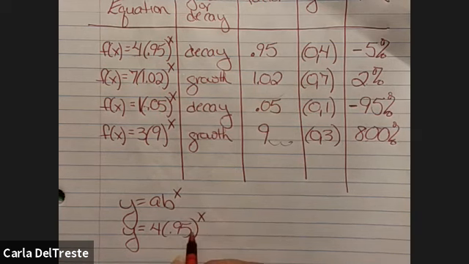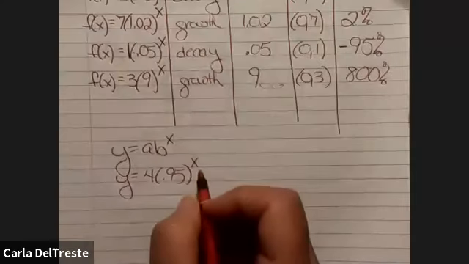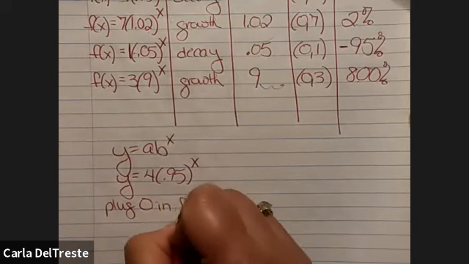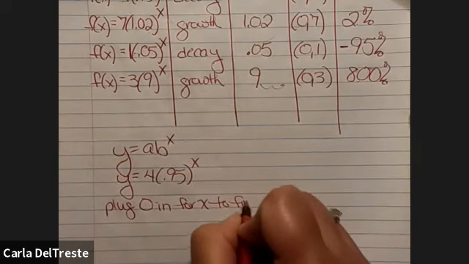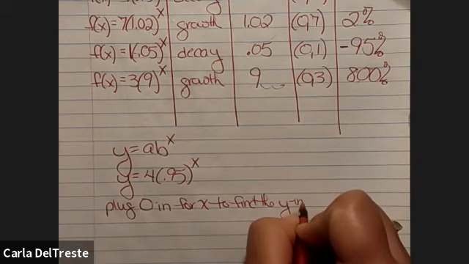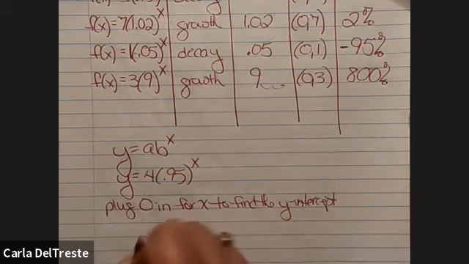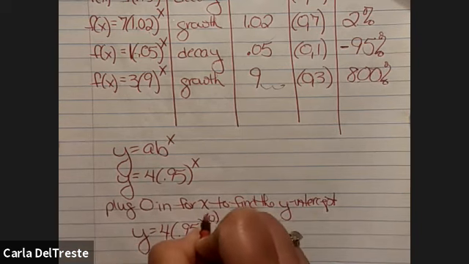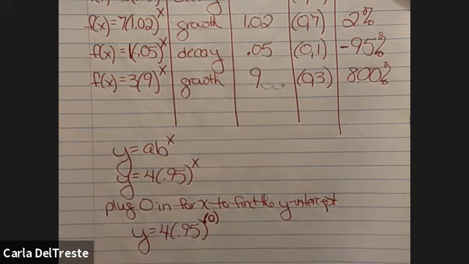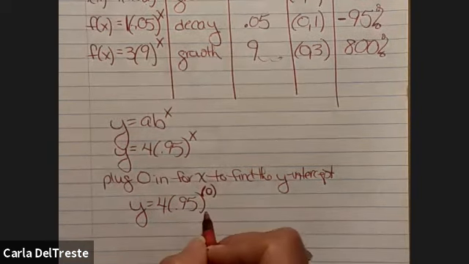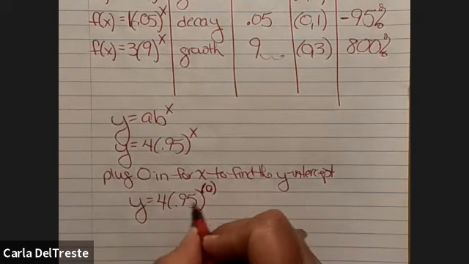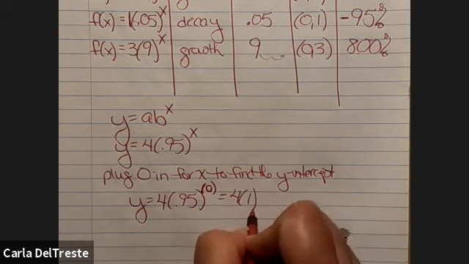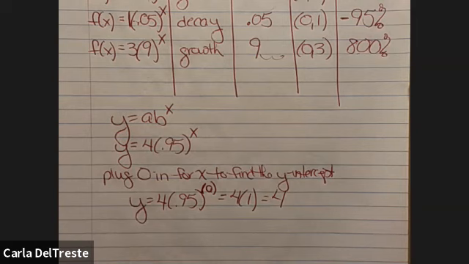If I were to plug in 0 to find the y-intercept, so let's just put what we're doing here: plug 0 in for x to find the y-intercept. If I were to show that work, I'd be plugging 0 in parentheses, if you need to, for x. Put this directly in your calculator if you don't believe me, but anything to the 0 power is 1. So this is going to be 4 times 1, which is just 4.